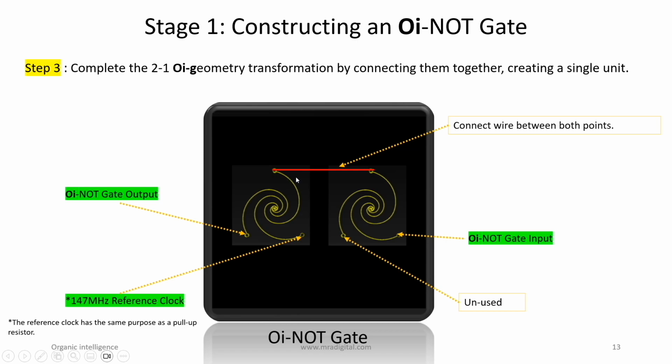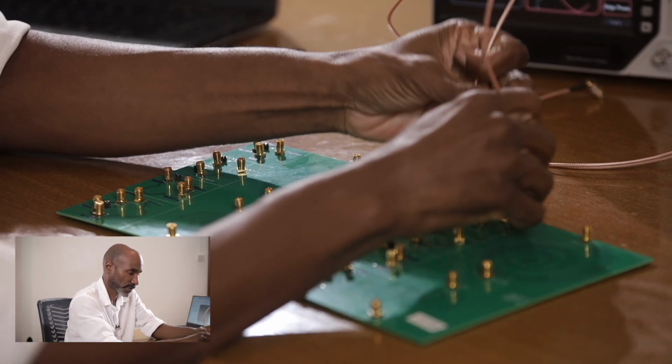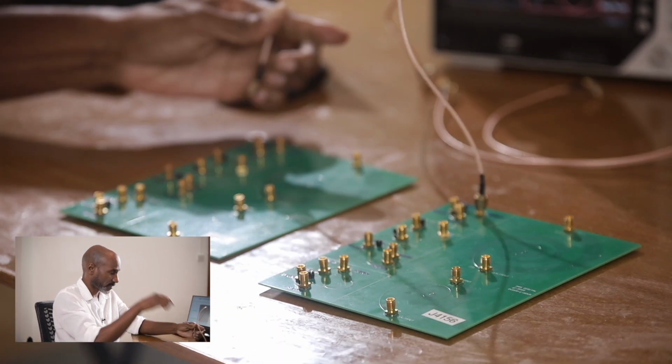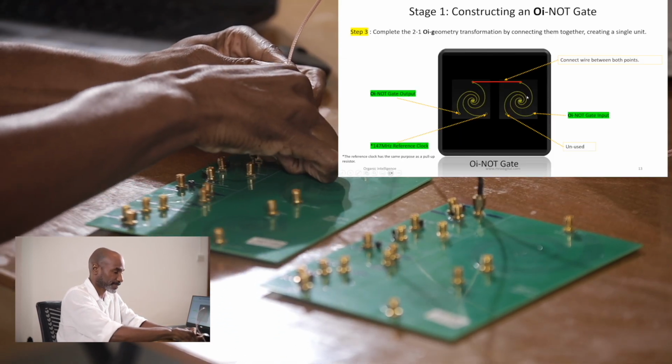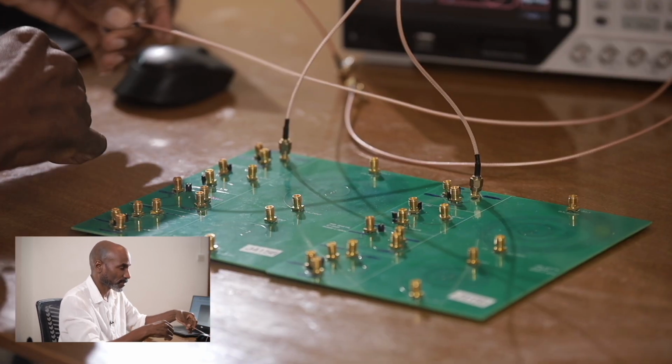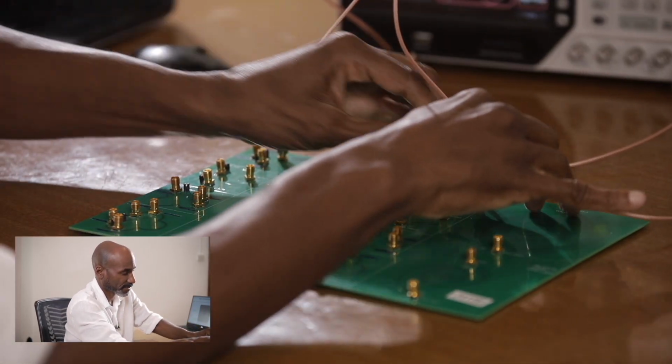Now, in order for us to combine them into 1, as you can see on the slide, we have to connect them, right? So here we have a regular coax wire. What I'm going to do is connect one of the higher level geometries to the other. So that's what I'm doing now. What you see as the red wire is what I'm adding now. Okay, so they're connected, and then I have to connect an input. I'm going to use channel 1 of the function generator as my input.